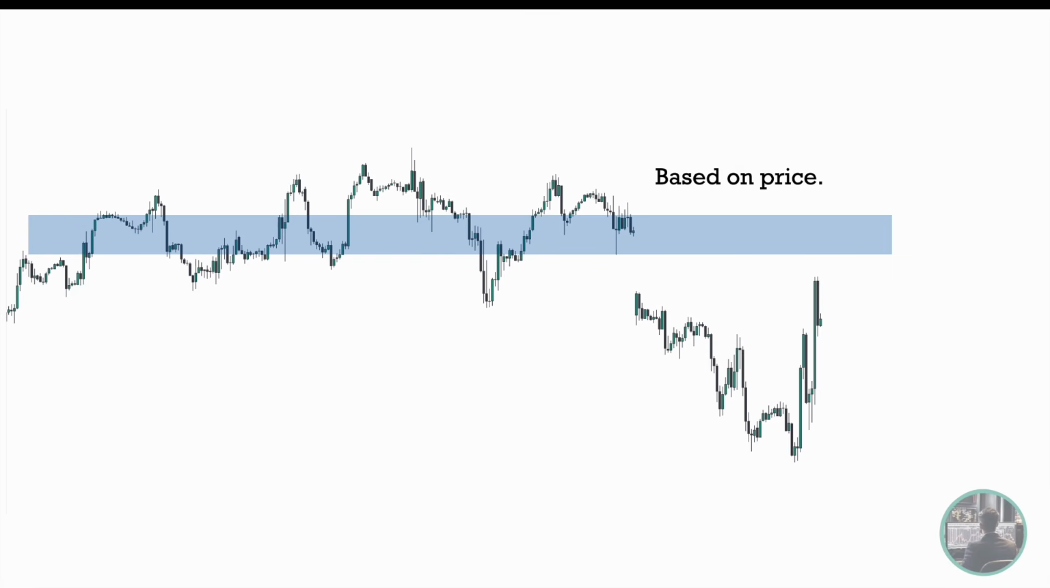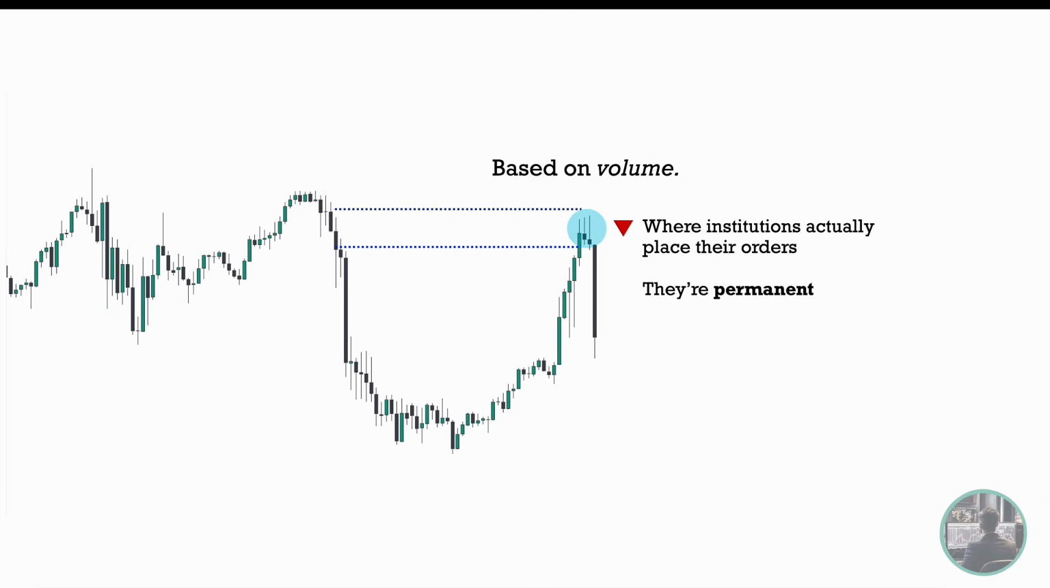But institutional zones are based on volume. Volume shows you where the big players are. They can't hide it. It tells you if there's real money defending a level. So once we find these zones, the market basically telegraphs its next move. We know where it's headed before the price even gets there.